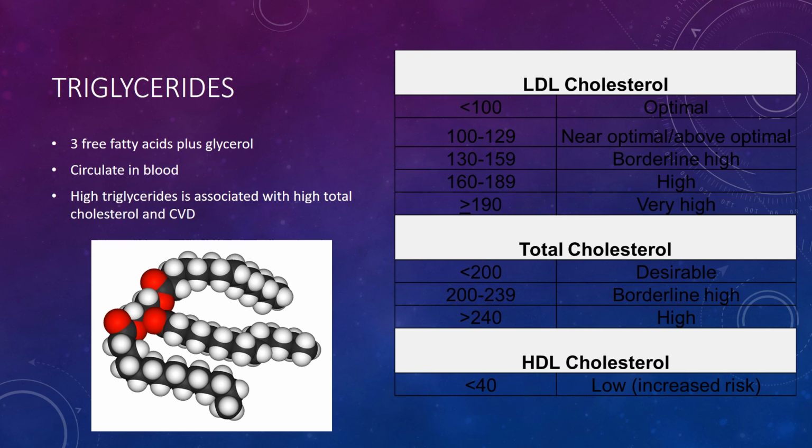There's also something called triglycerides. It's a stored form of fat, and these float around in your bloodstream. And high levels of fat in your blood is associated with high cholesterol and heart disease.